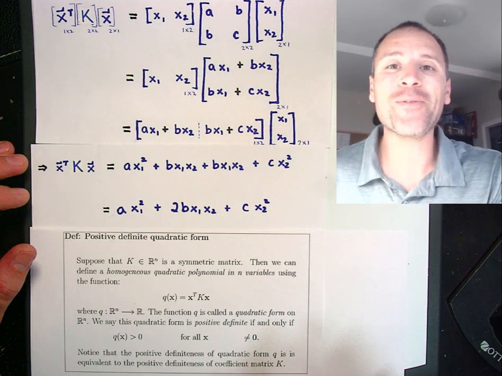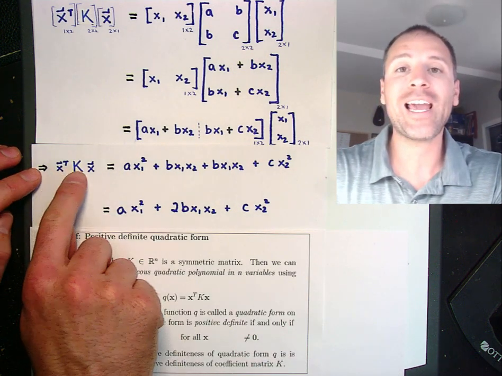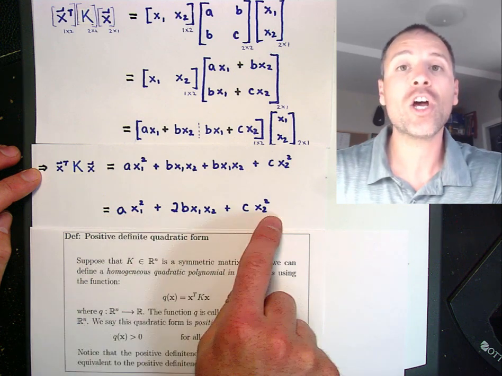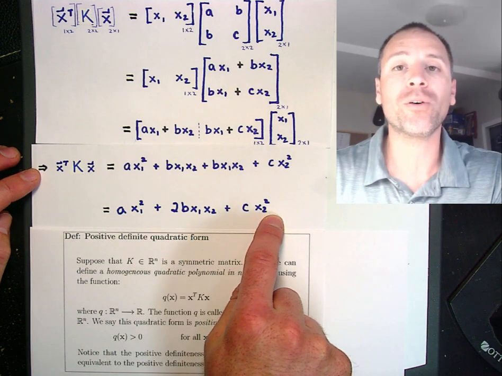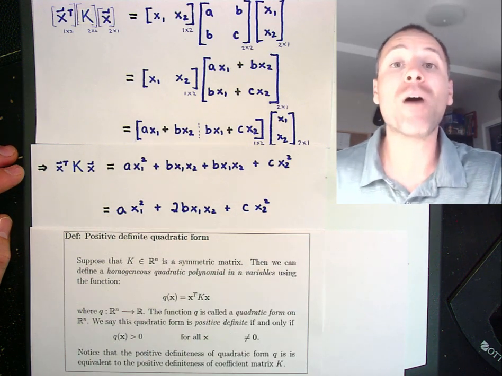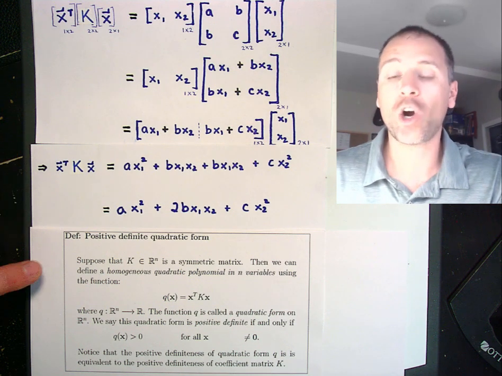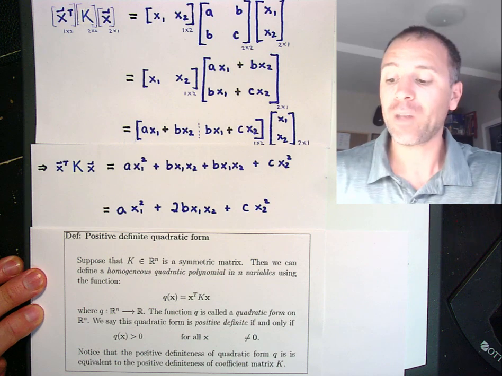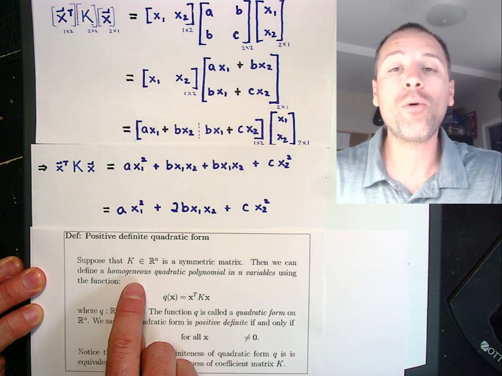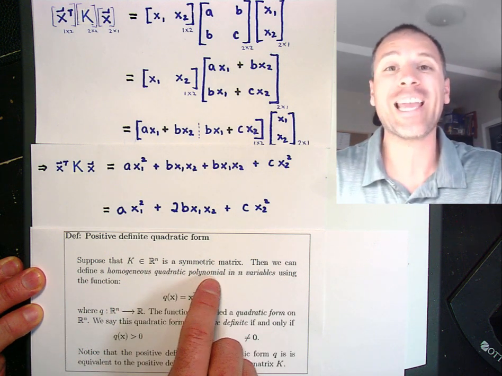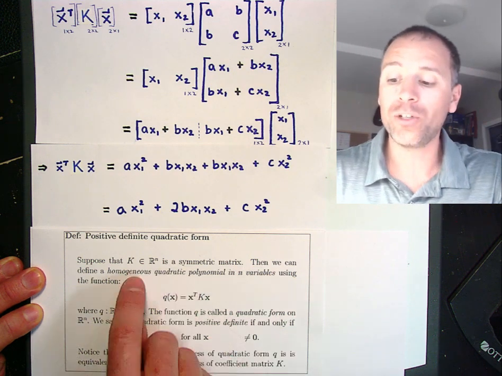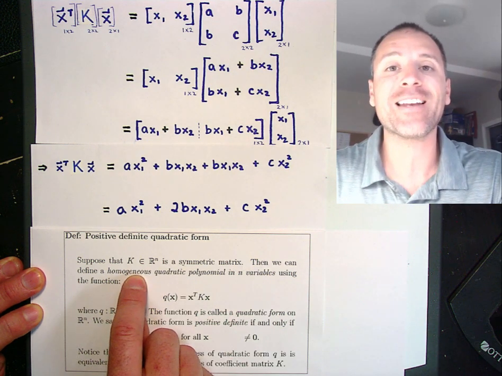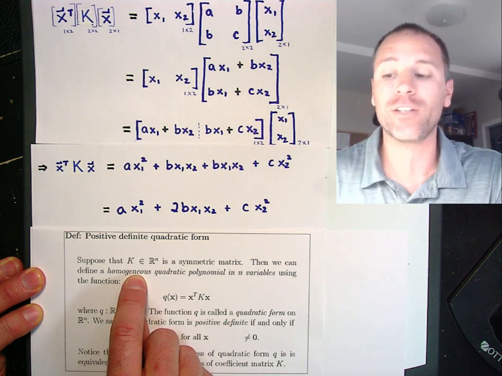We should mention something really beautiful here. This x transpose Kx given by this two variable quadratic polynomial is one example of a much larger class of phenomenon, which we're going to call quadratic forms. So if we have a symmetric matrix, we can define a homogeneous quadratic polynomial in n variables. Homogeneous means that it is centered at 0, 0. We'll talk about that later in this course.